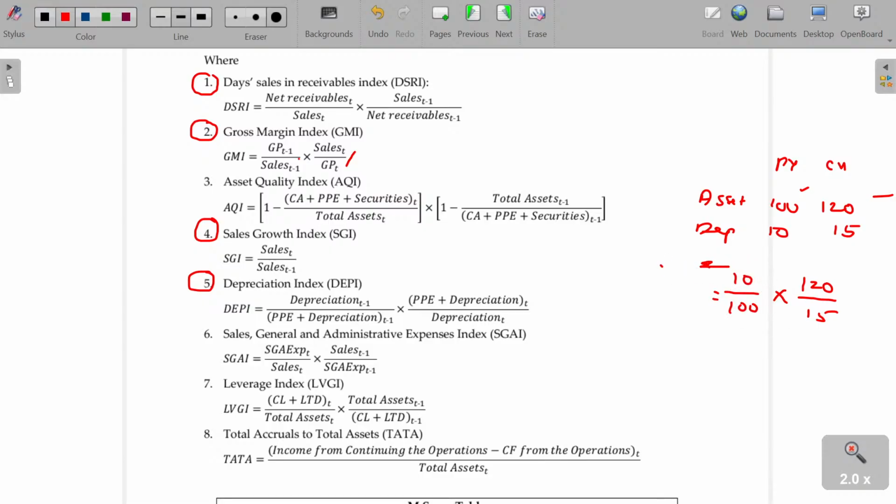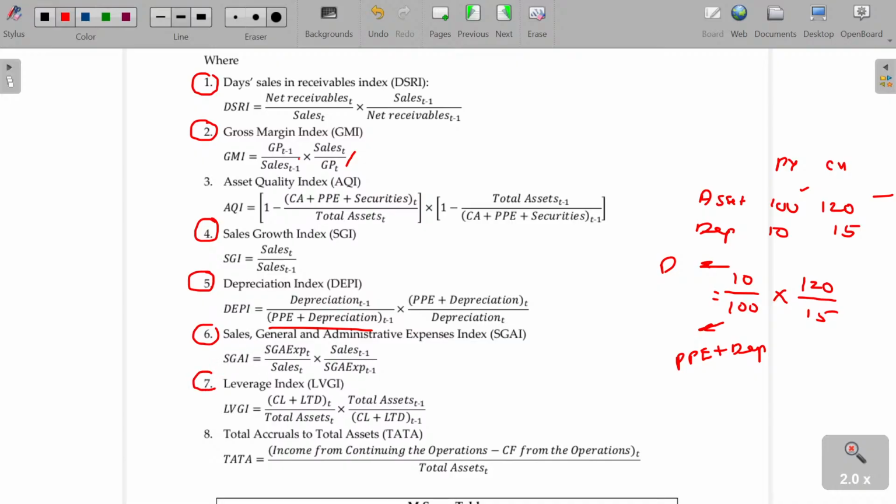This is nothing but depreciation, and this is nothing but asset value. Asset value is usually closing property, plant, equipment plus depreciation, meaning asset value before depreciation. Hope you are now able to understand this. PPE is the depreciated value of the assets block, property, plant, equipment. If you add the depreciation, you will get the asset value before depreciation. And then sales general administrative expenses, SGAI. Now you have to compare these sales general administrative expenses with the sales. That's the sixth one.